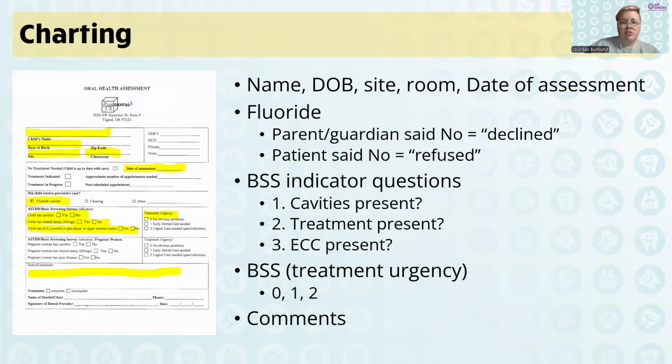And then we answer these questions in the middle of the form for the treatment urgency. That's our BSS indicator questions, where the BSS number would be 0, 1, or 2, and I'll get into that in just a second. But we also answer whether the child has cavities, whether there's treatment present, and whether the child has early childhood caries. And then any comments, like the teeth that we see that have cavities or any abnormalities we want to make note of.